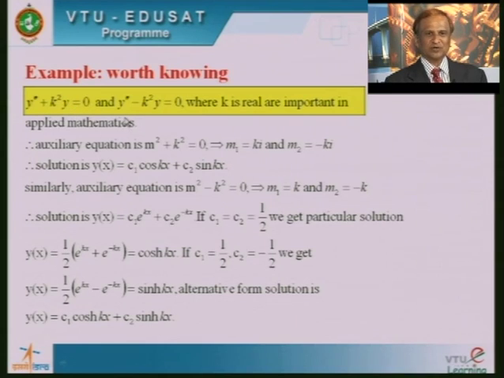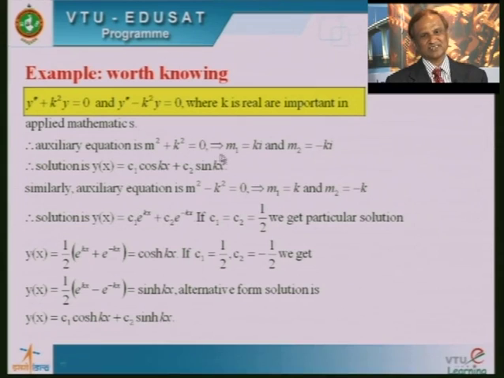Once we get a symbolic form, capital D can be replaced by m. You will get an auxiliary equation, m square plus k square is equal to 0. This implies m square is equal to minus k square. Therefore, m1 is equal to ki, m2 is equal to minus ki. It means from this equation we can obtain 2 roots, right.